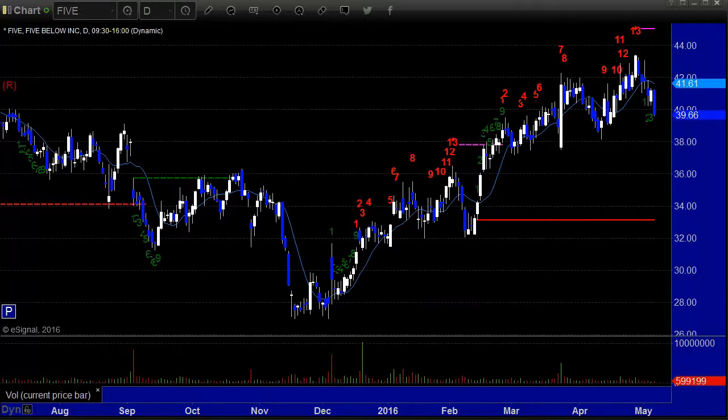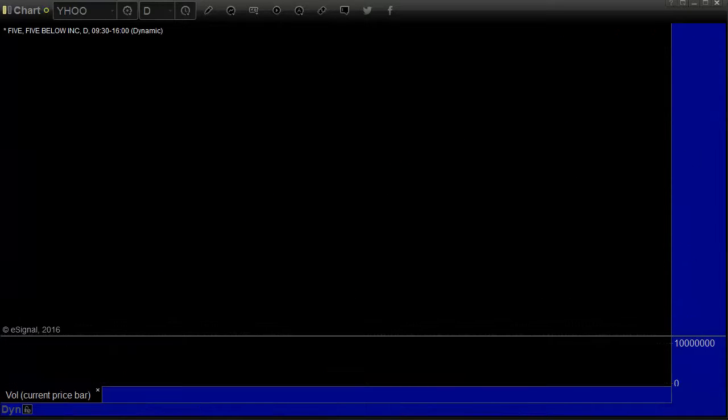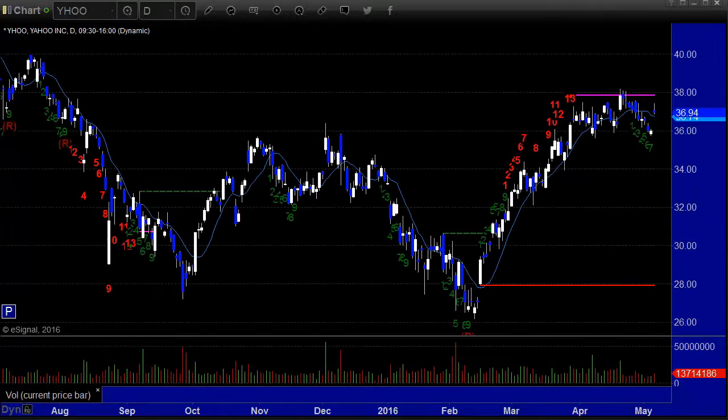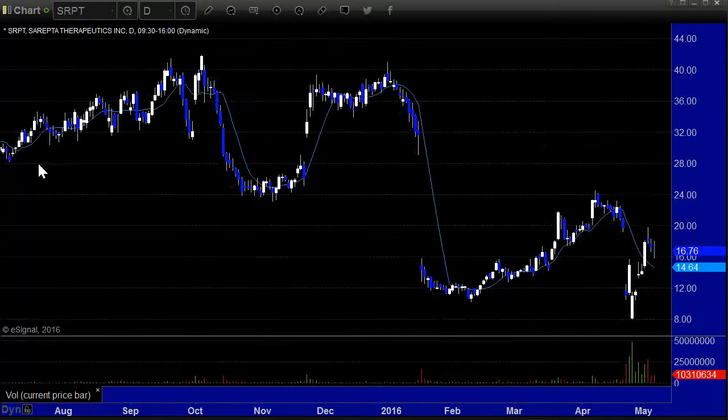Five below. Sell signal about a week and a half ago. Rolled over. Yahoo, now this one's really interesting. Never got a close above the risk line, even though it played with it. This one's still in play in theory, but it got the sell signal. It played with the risk line. It's still right where the sell signal was. Hasn't really rolled over yet, but still has not broken the signal.